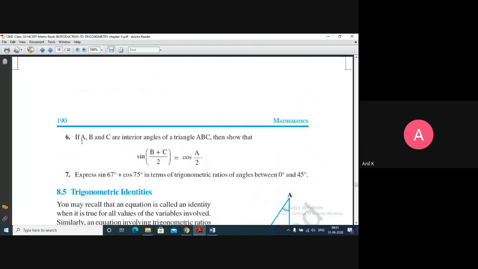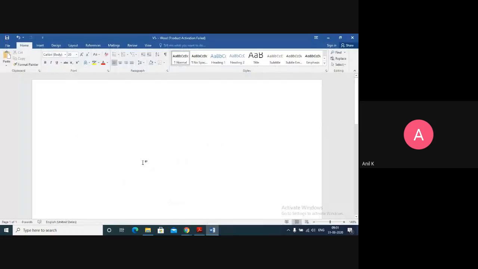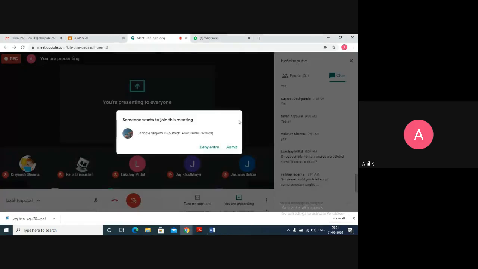If A, B, and C are interior angles of a triangle ABC, then show that sine of (B plus C) upon 2 equals cos A by 2. So what is the property of a triangle related to angles? What property is satisfied?